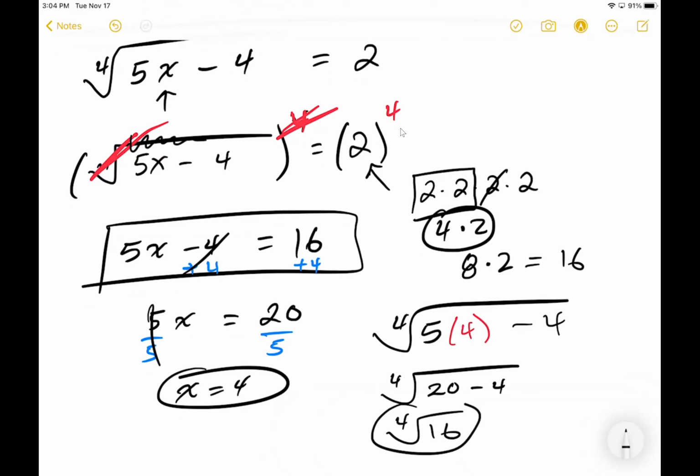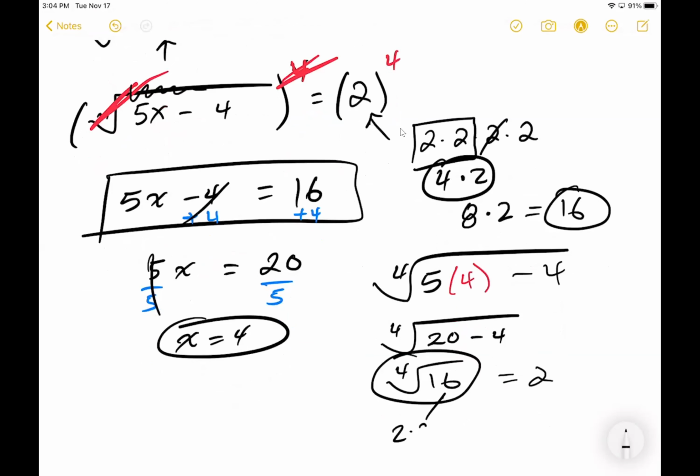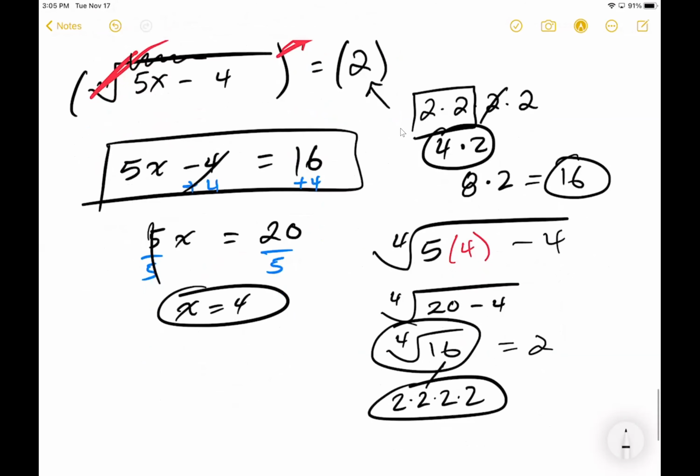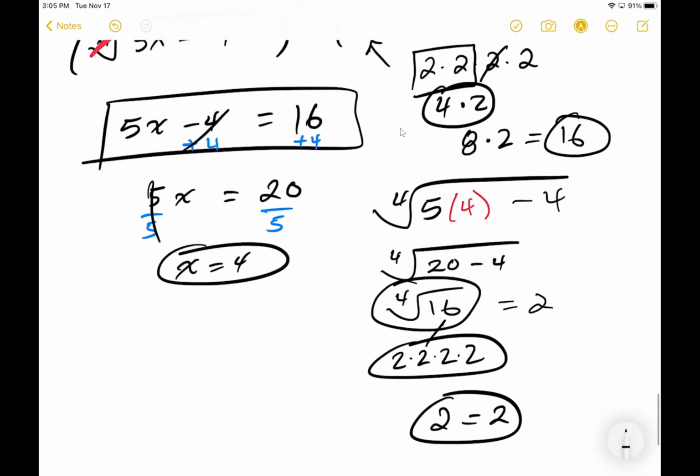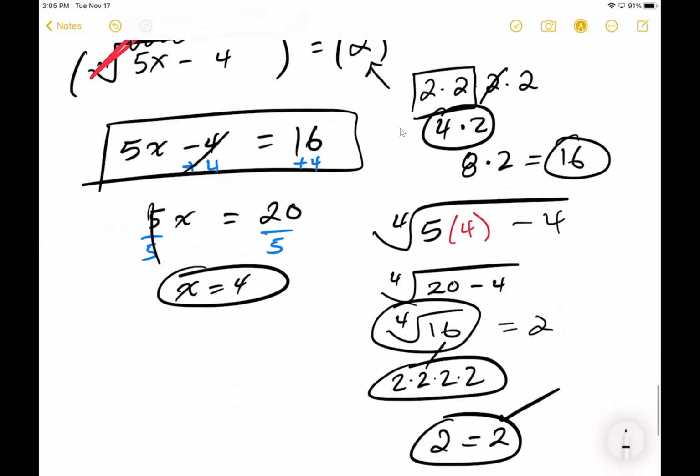What is the cube root of 16? We did this last time. How did we get 16 here? We say that 2 times 2 times 2 times 2 has a group of 4, and since there's a group of 4, we bring one of them outside, and that is what we have. 2 is equal to 2. Any questions, ladies and gentlemen, with any of the problem that we have here?